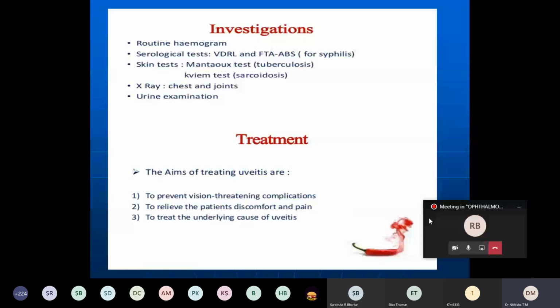Treatment: how to treat this uveitis? First, when you diagnose the case, you have to prevent the vision threatening complications. That is the main aim for your treatment of uveitis. Second, to relieve the patient's pain and discomfort. Third is to treat the underlying cause.